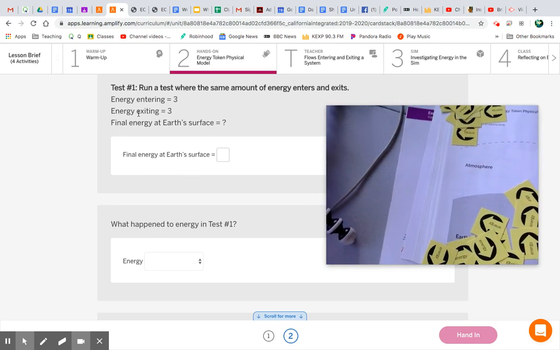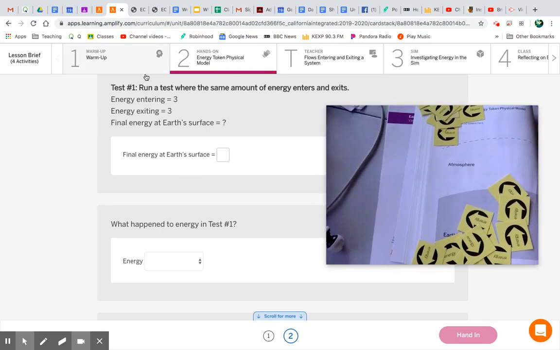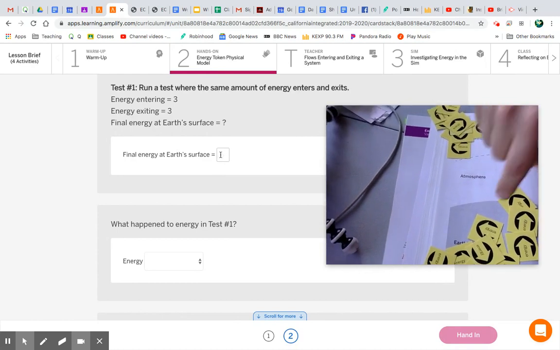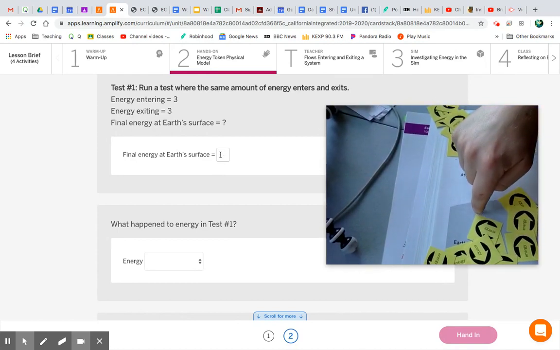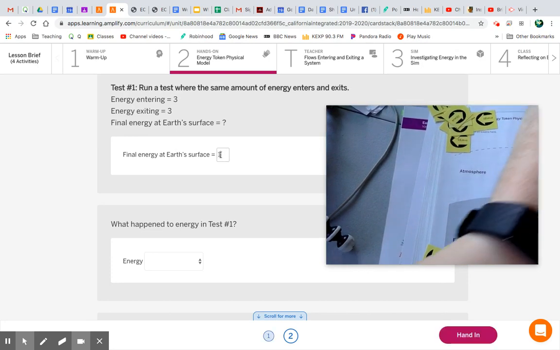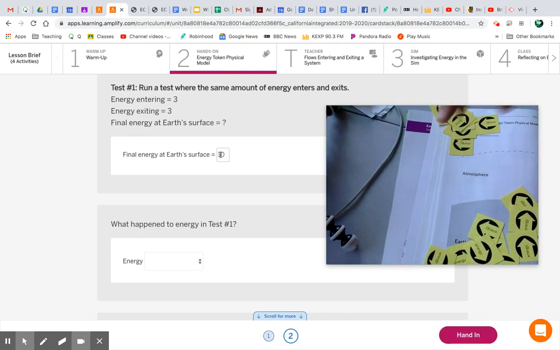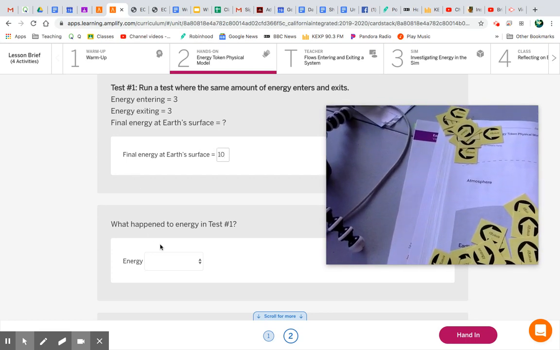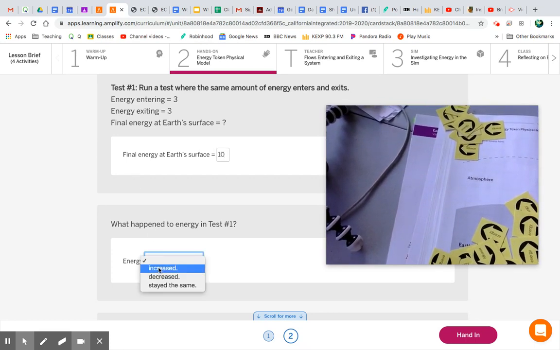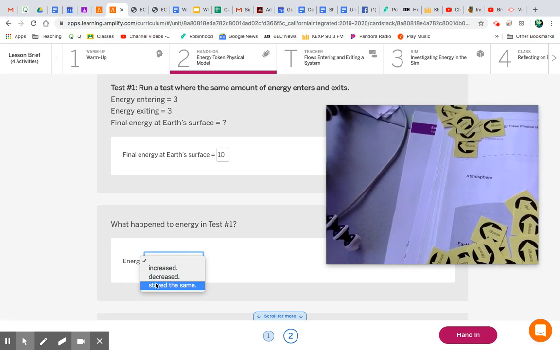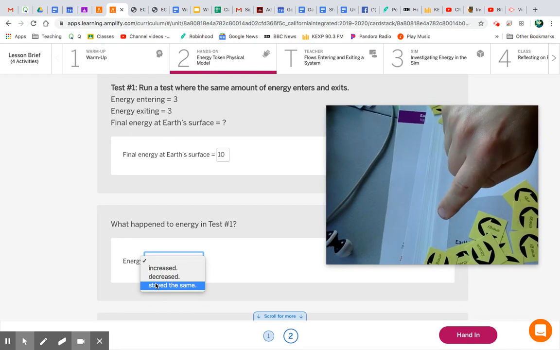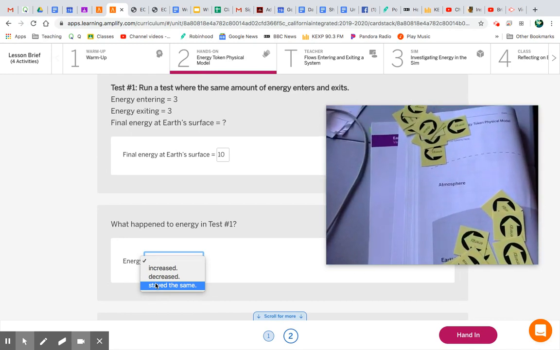Great. So now I need to analyze. Okay, so what is my final energy at Earth's surface? Well, I already counted all these up, people. I got 10 energies right here. Okay, so I'm going to write 10 right there. Great. What happened to the energy in test 1? Well, it gives us some options. The energy did what? It stayed the same. We should have the same amount of energy in outer space as we do down here on Earth's surface. So that's what we'll say. Energy stayed the same.